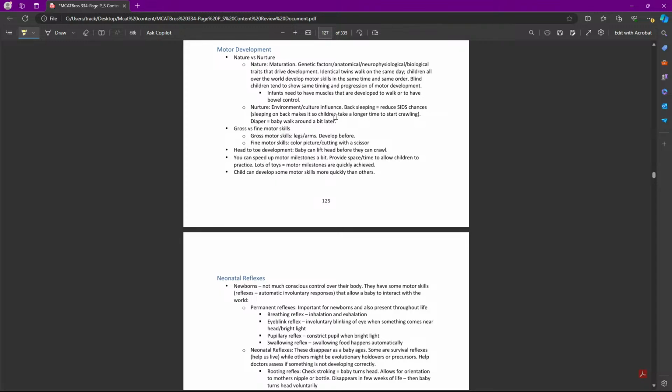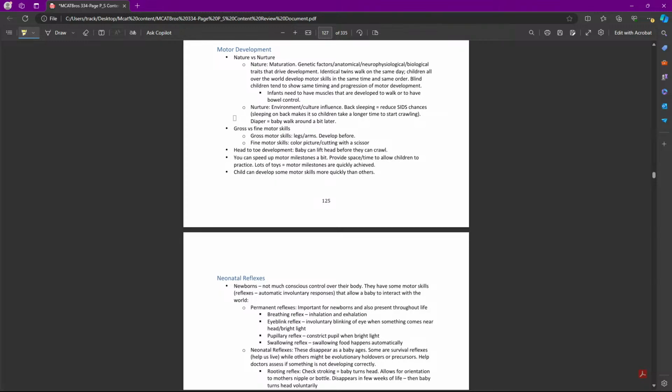Motor development. Nature versus nurture. Nature equals maturation, which is the genetic facts, anatomical, neurophysiology, biological traits that drive development. So, identical twins walk on the same day. Children all over the world develop motor skills in the same time and same order. While the nurture perspective looks at environment influences development, like back sleeping reduces SIDS chance, or diaper equals baby walks around a bit later.